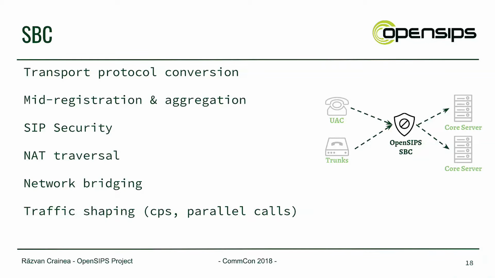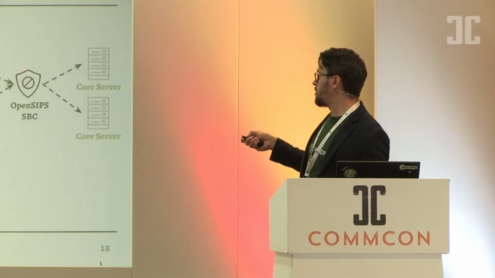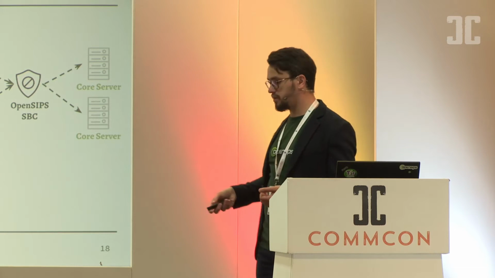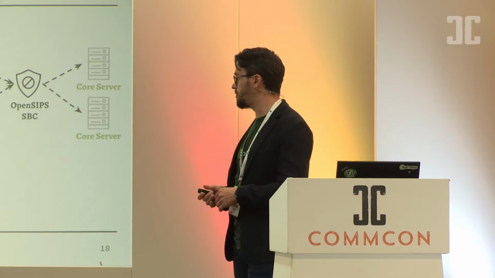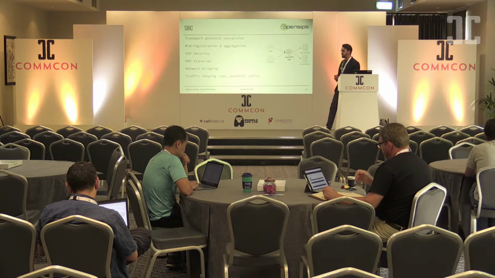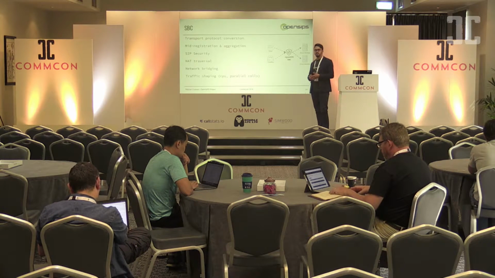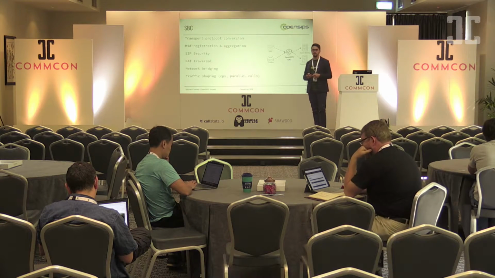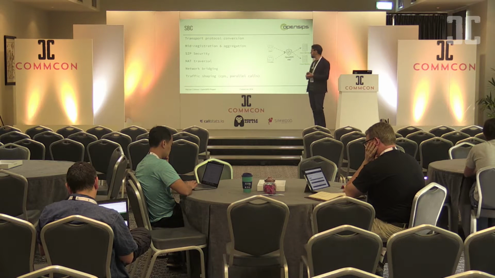So here you can have whatever SIP-enabled protocol over TCP, over TLS, over WebRTC. OpenSIPS will normalize them and convert them to UDP so that here in the core network you only have to deal with UDP. It can also do mid-registration and aggregation. So imagine here that you have Alice that is registering from 3 different locations, and that she wants to get calls on each one of them.